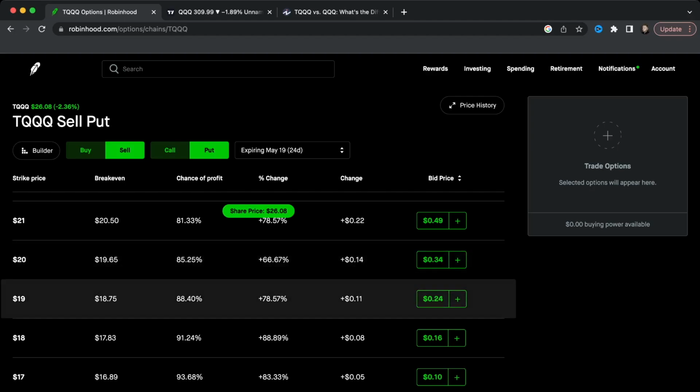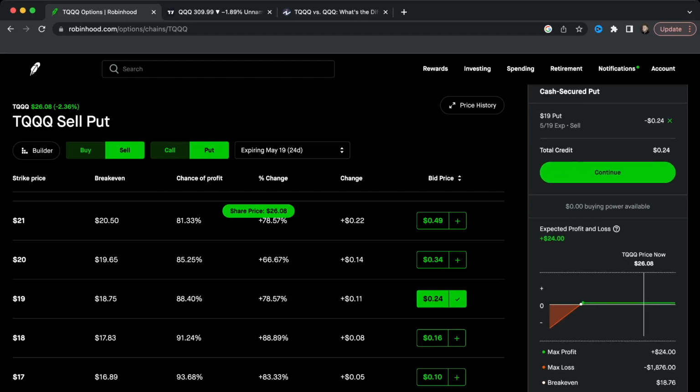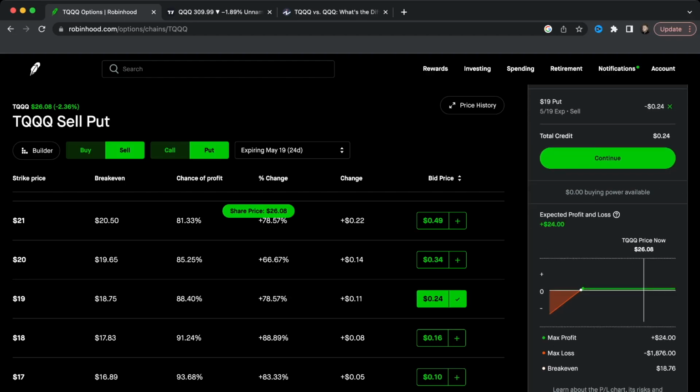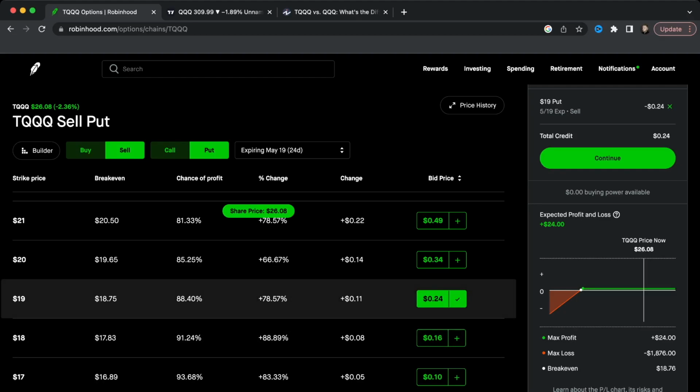So we're going to go worst case scenario. I'm going to collect $24, and you guys can see right over here my max loss is $1,878. Now, what that's not going to tell you here is you're not really going to lose that money. You're going to gain equity, actually. If the stock goes down to $19 in these 24 days, you're going to get assigned. So you're going to be able to buy it for $19.